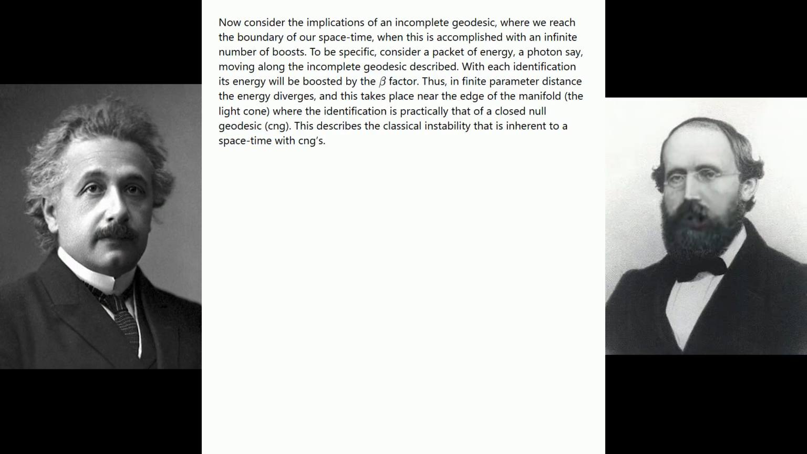Now consider the implications of an incomplete geodesic, where we reach the boundary of our spacetime, when this is accomplished with an infinite number of boosts. To be specific, consider a packet of energy, a photon say, moving along the incomplete geodesic described. With each identification its energy will be boosted by the β factor. Thus, in finite parameter distance the energy diverges, and this takes place near the edge of the manifold, the light cone, where the identification is practically that of a closed null geodesic, CNG.